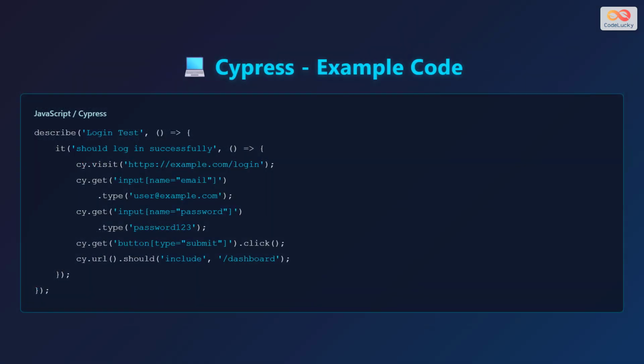Here's a Cypress test example written in JavaScript. The describe function groups related tests together. Inside, the it function defines a single test case. The test starts by visiting a URL using cy.visit. Then it finds an email input field and types an email address. It finds a password field and types the password. Next, it finds the submit button and clicks it. Finally, it verifies that the URL changed to include the word dashboard, confirming the login was successful.